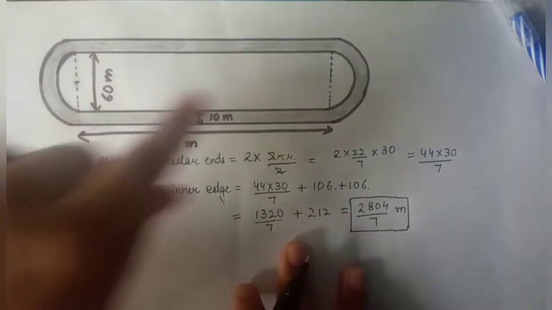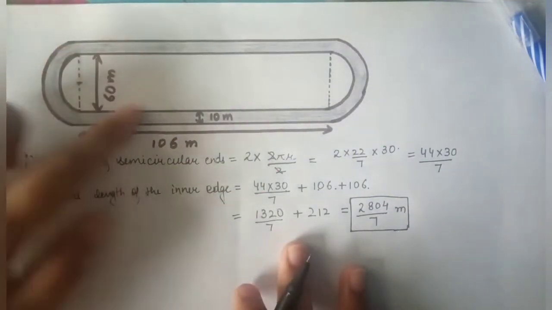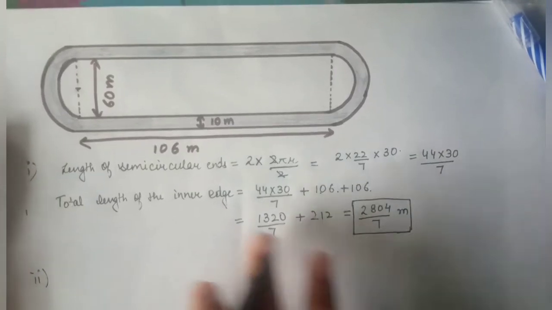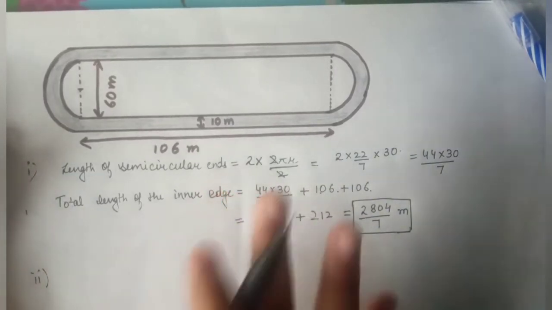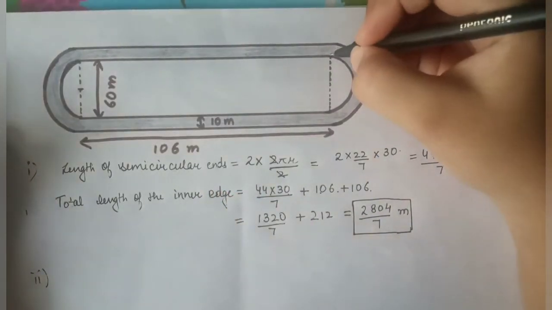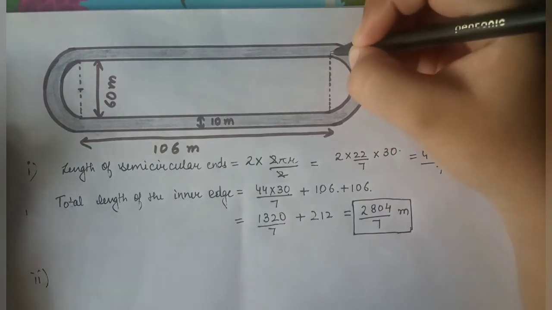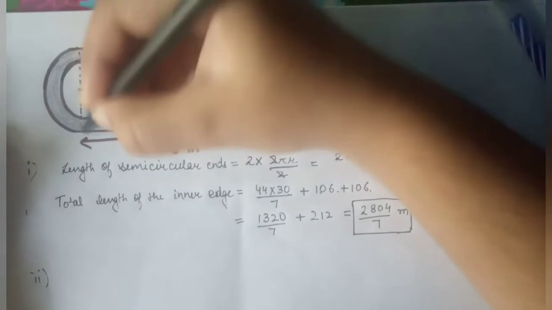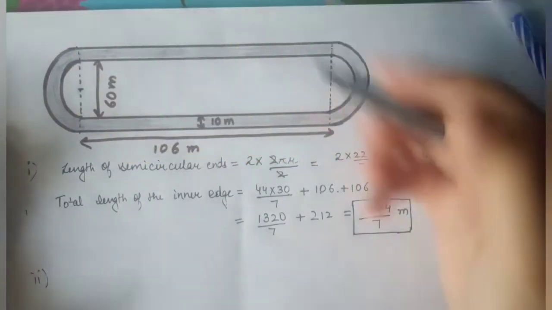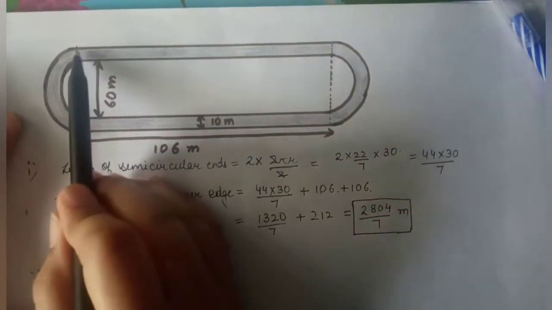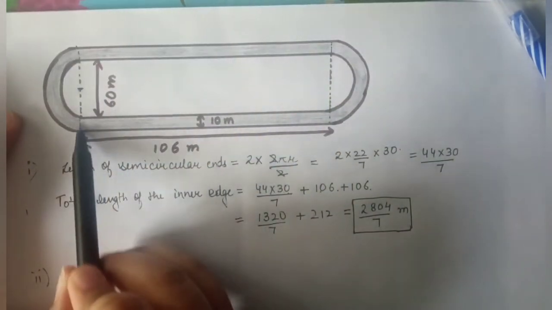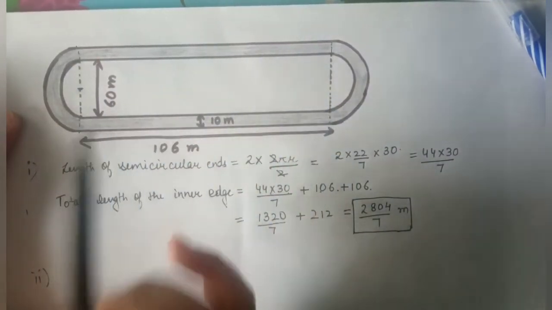Now what is the area of the track? The shaded region is the area of the track. So in order to find the area of the track, first of all, you can see that if you put a dotted line here and here, so this is a rectangle and this is also a rectangle.